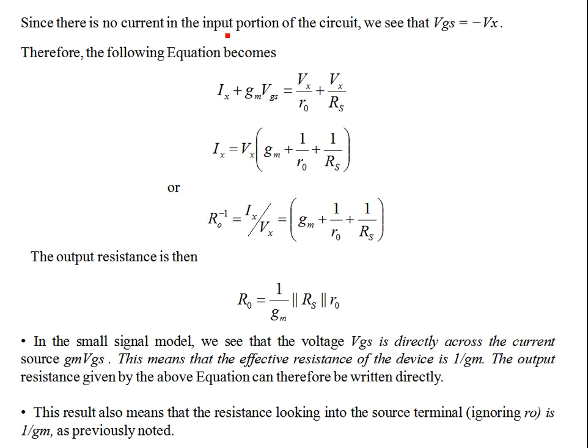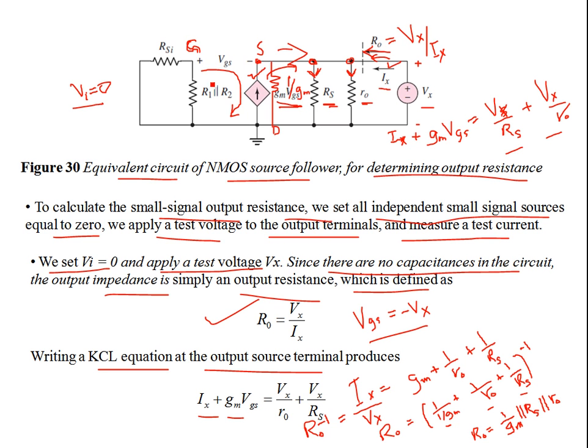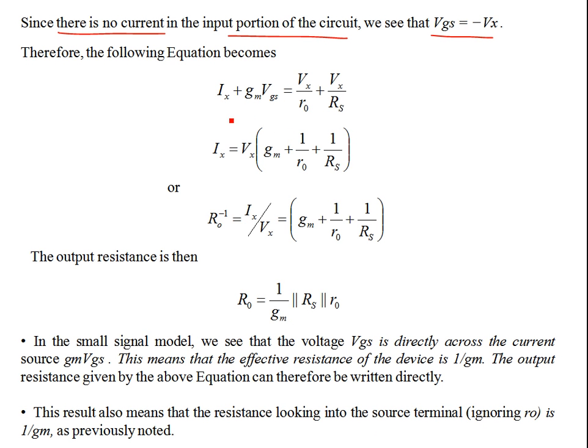So what's happening over here is the same. Since there is no current in the input portion of the circuit, we see that VGS is minus Vx, and then you rearrange those terms of the KCL equation. You can write this as R naught inverse. So that means if you want to take the inverse over here, then this R naught is a parallel combination of 1 over Gm, Rs and R naught.